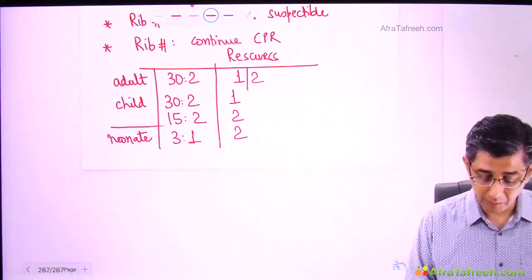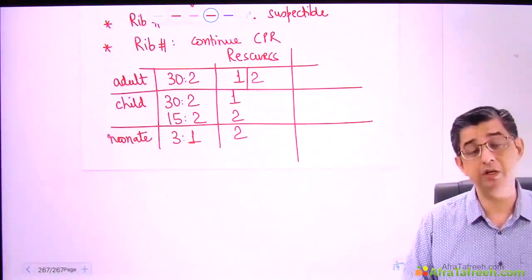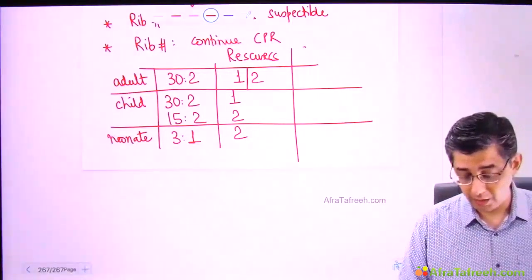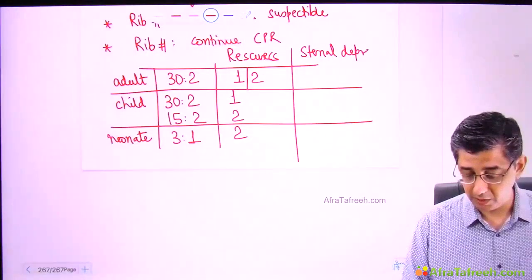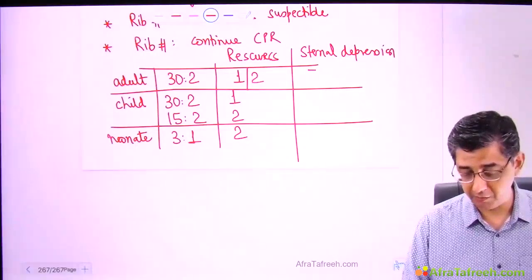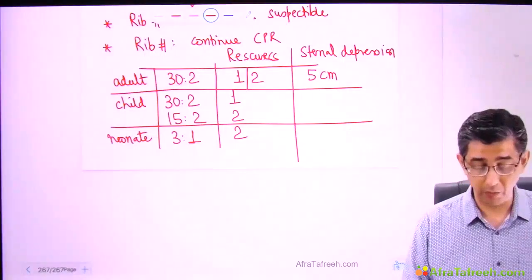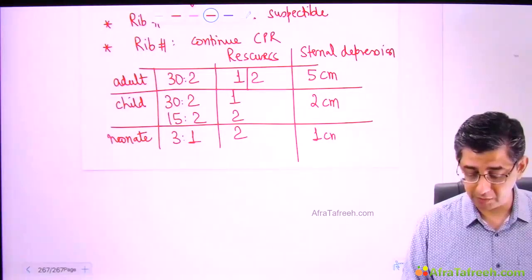So I have seen people making silly mistakes like answering 3:1 for children also, whereas for children it is the same as that for adults if you are the only doctor on duty. As far as the depth of sternal depression is concerned, for adults, it is about 5 centimeters. So they always say push hard and push fast. But when it comes to a child, the sternal depression will be 2 centimeters. For a newborn, it is 1 centimeter.